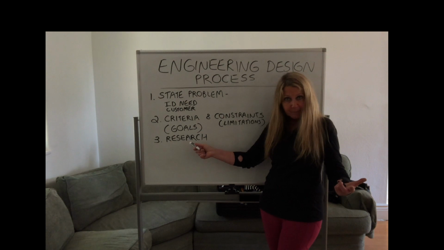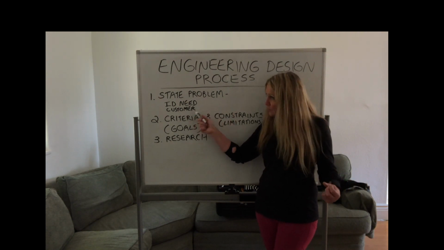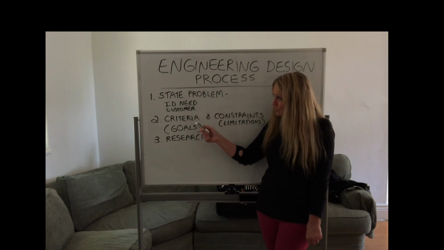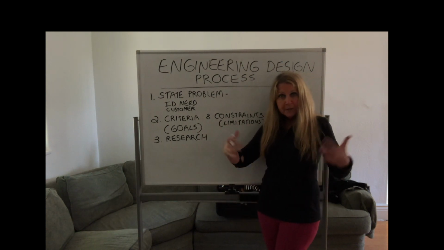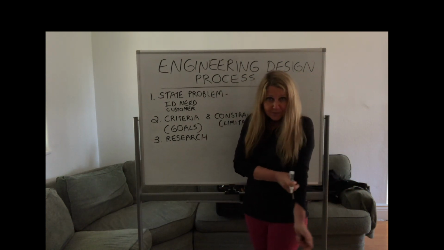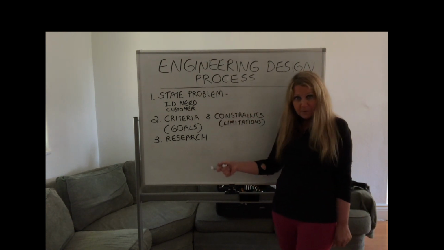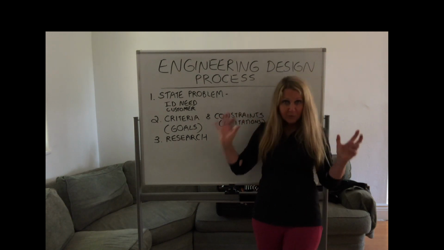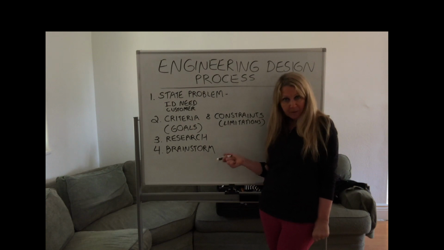Research. So this would be happening all along. You'd have to research your customer. You'd have to research the need for a solution to this problem. You'd have to research criteria and constraints. You'd have to do research in science, some scientific research. So research is going to be really done throughout this entire process. So I don't like to just put it in a separate step, but I just want to make sure you include it in there. Next step, brainstorming.